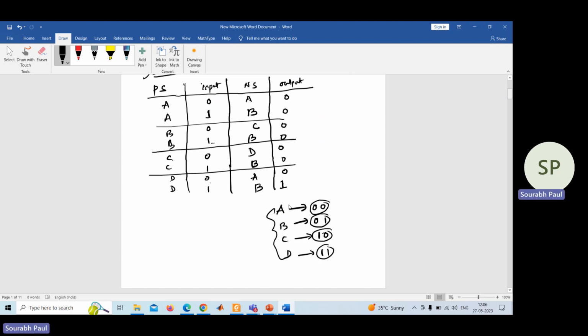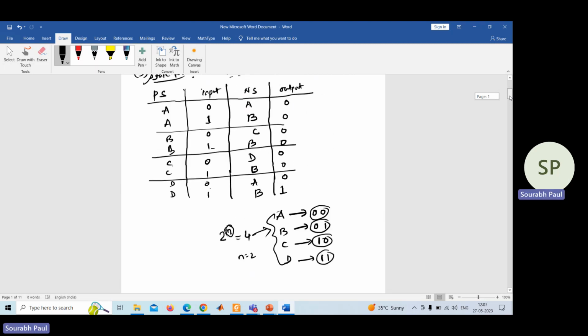If it is 8 states, then you have to consider 3 bits for each state. Okay, this is the simple 2 to the power n rule, and the number of states will be deciding the number of bits. So as you have 4 states, you have to consider 2 bits. The n value will be nothing but 2 in this case.